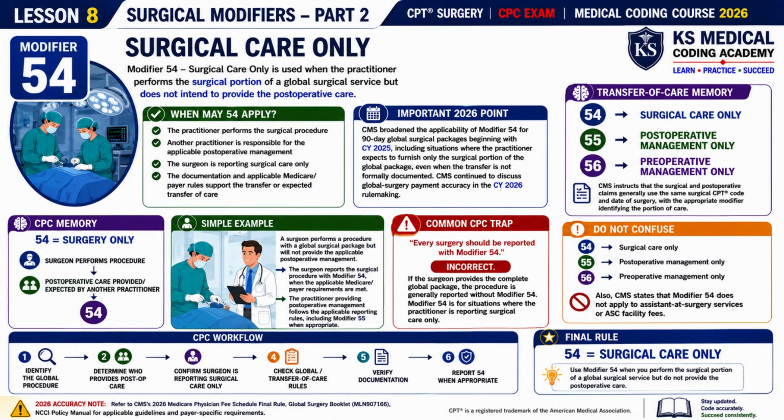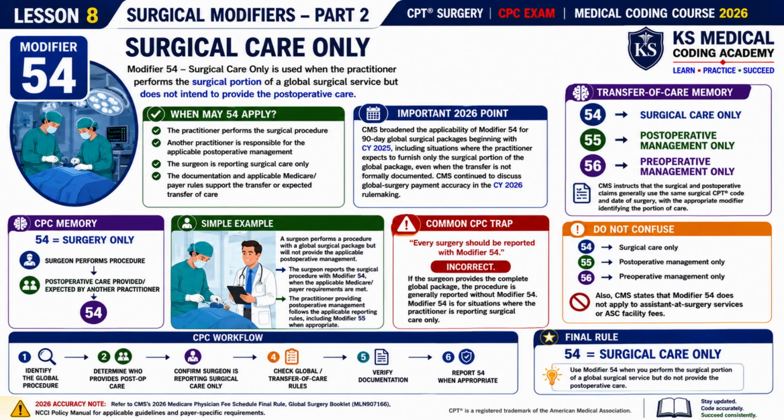Now let's learn about modifier 54, surgical care only. Modifier 54 is used when the practitioner performs the surgical portion of a global surgical service but does not provide the applicable postoperative care. In this situation, another practitioner may be responsible for the postoperative management. Here's an important CPC distinction. 54 equals surgical care only. 55 equals postoperative management only. 56 equals preoperative management only. For example, a surgeon performs a procedure but will not provide the applicable postoperative management. When the applicable Medicare or payer requirements are met, the surgical service may be reported with modifier 54.